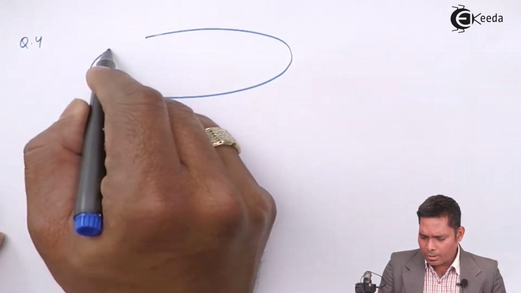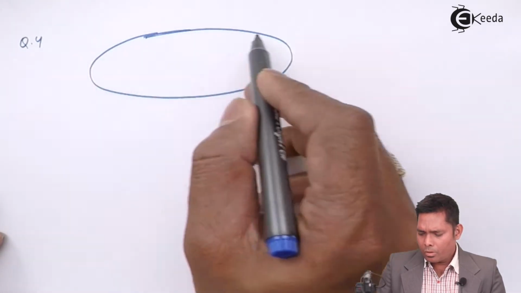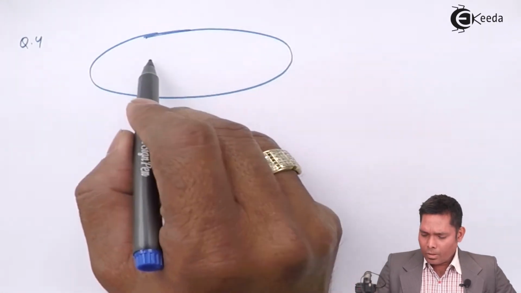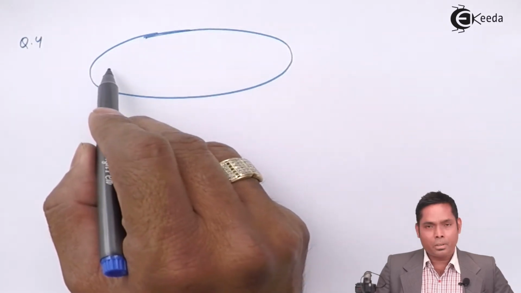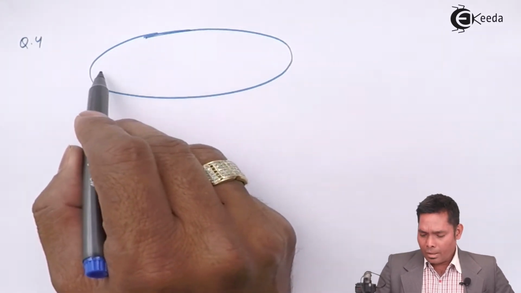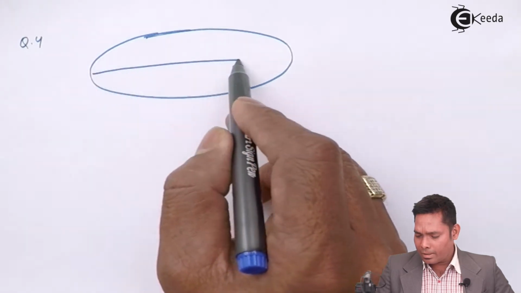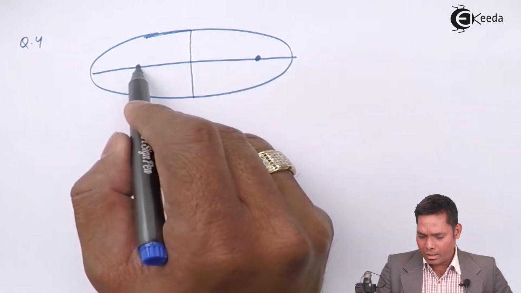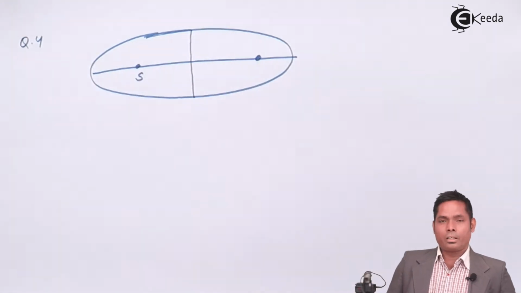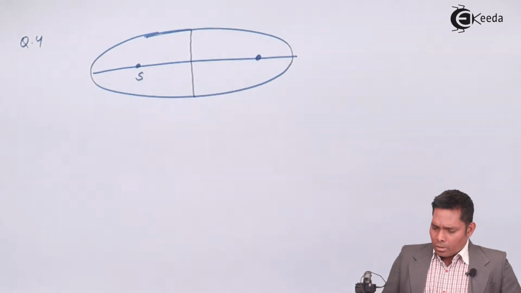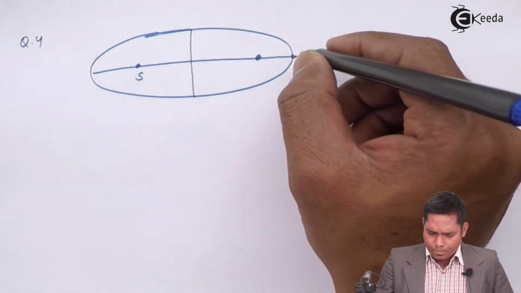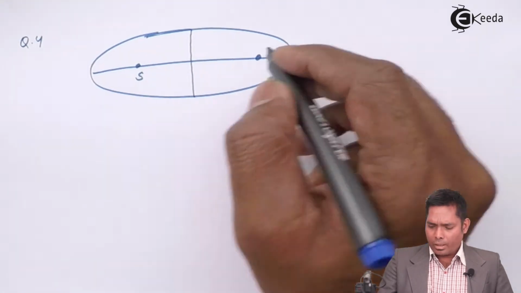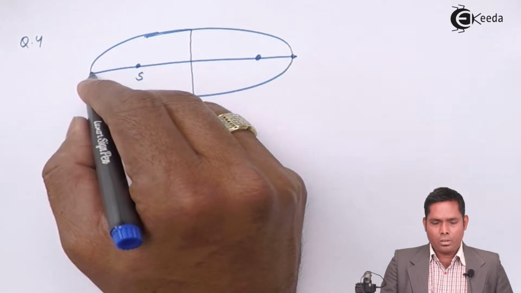There is a path along which the planet is moving, that is an elliptical path. According to Kepler's law, the path is elliptical, and this is the major axis and this is the minor axis of the ellipse, and there are two foci, one here and one here. Suppose the sun is at one of the foci. Suppose that this point is called the aphelion or apogee, and this is the perigee or perihelion.